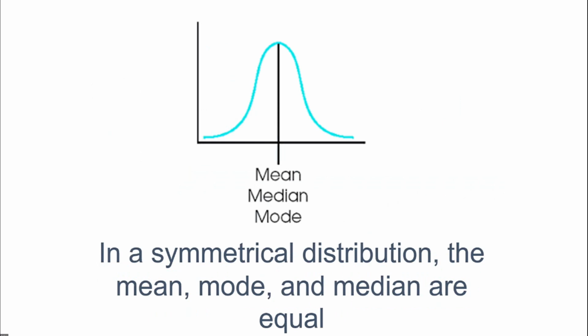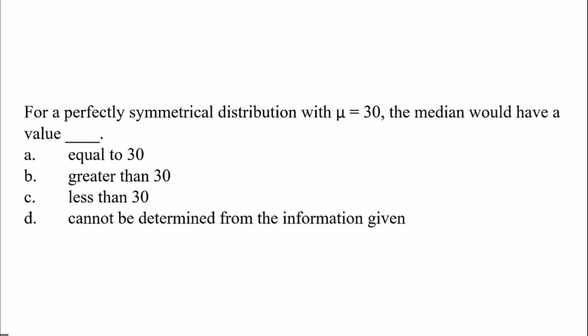All right, so in an ideal situation, when we have a perfectly symmetrical distribution, the mean, the median, and the mode will all be that same number. The mode is the number that's most frequent, the highest number in our frequency distribution. The median will be the middle number. And the mean is calculated as the average of the numbers. They'll all be equal in a perfectly symmetrical distribution. So for a perfectly symmetrical distribution with a mean of 30, the median would be exactly 30. If it's perfectly symmetrical, we know all those numbers are equal to each other.